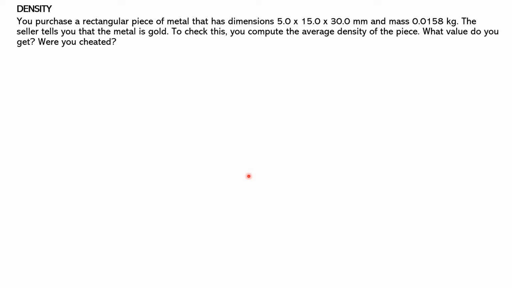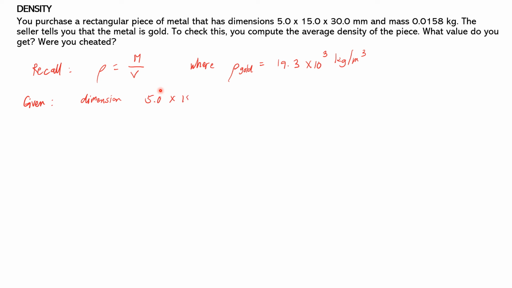Were you cheated? So, first, let's recall the formula for density, and that is density rho equals mass over volume, where the density of gold is equal to 19.3 times 10 to the 3 kilogram per cubic meter. So for the given, let's start with the dimensions, and that is 5 by 15 by 30 millimeters, and that is the volume.